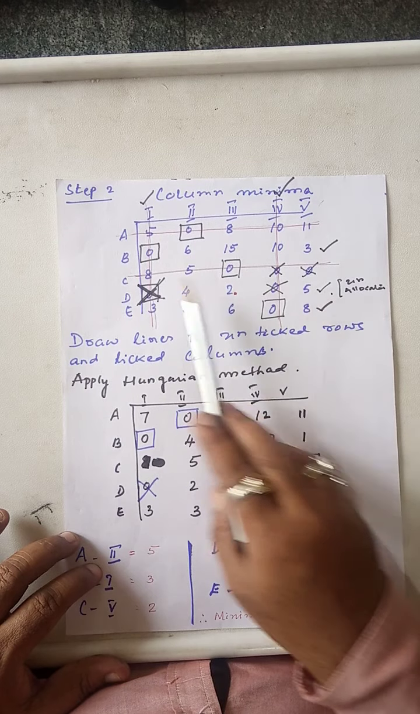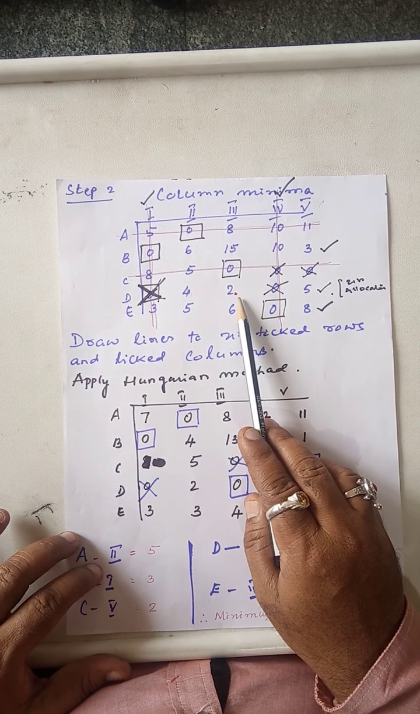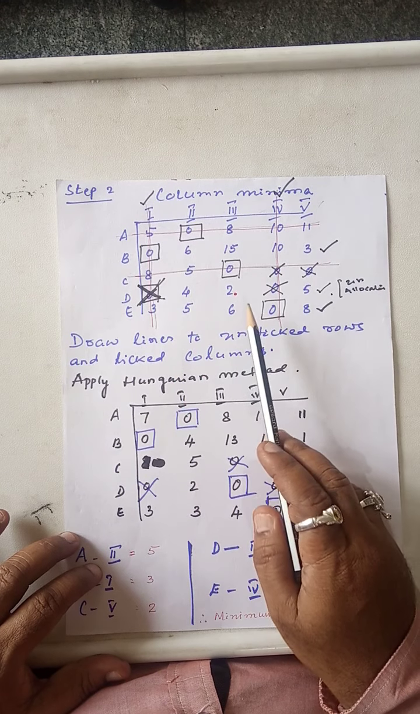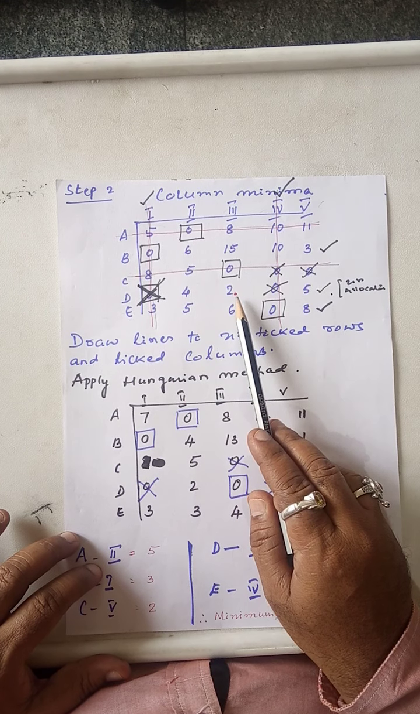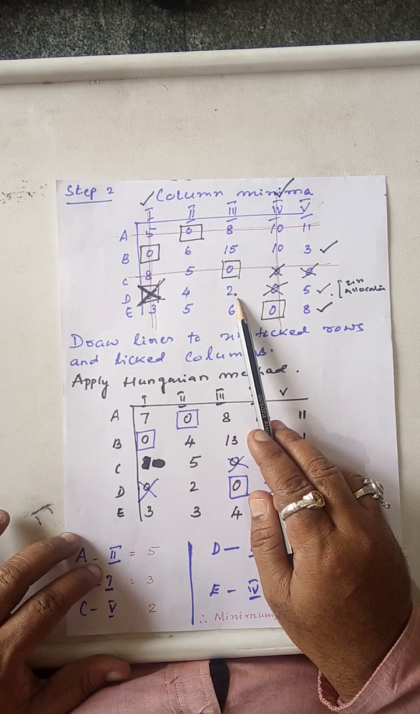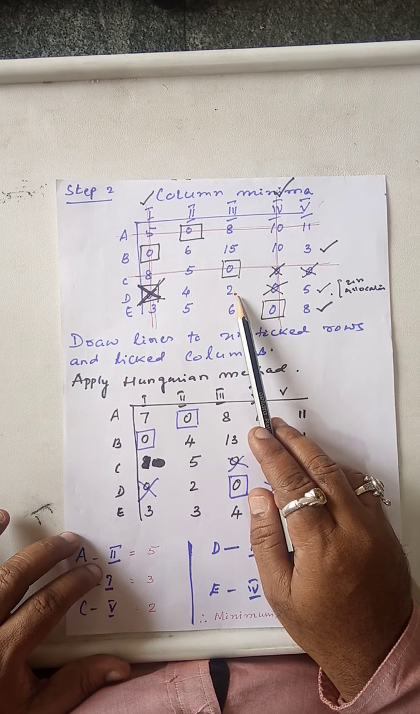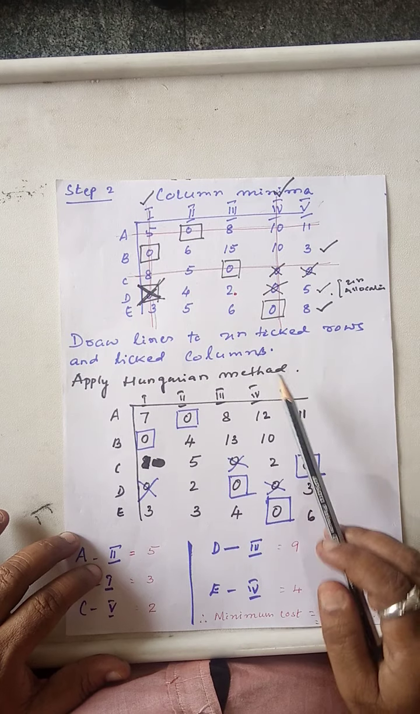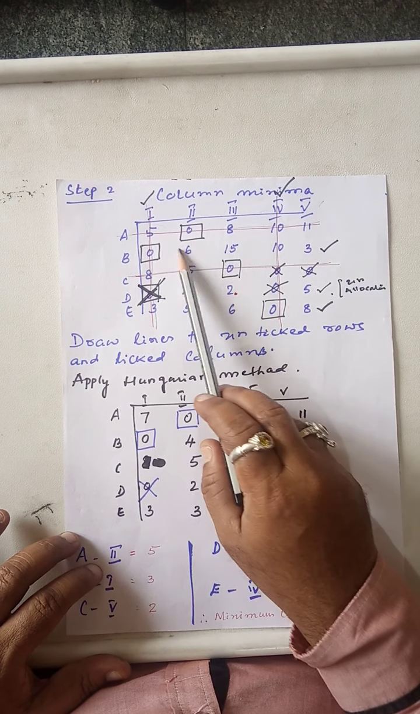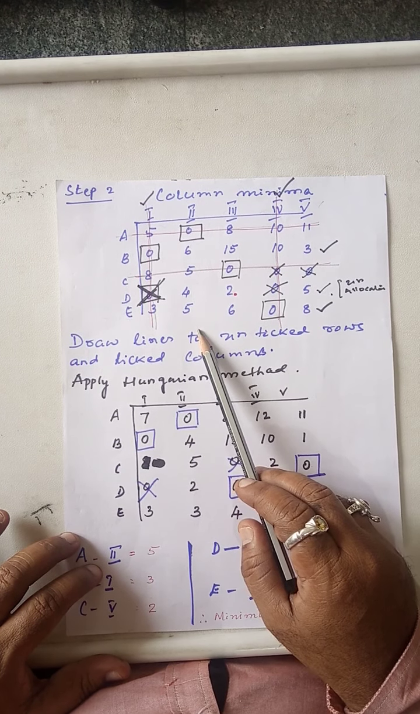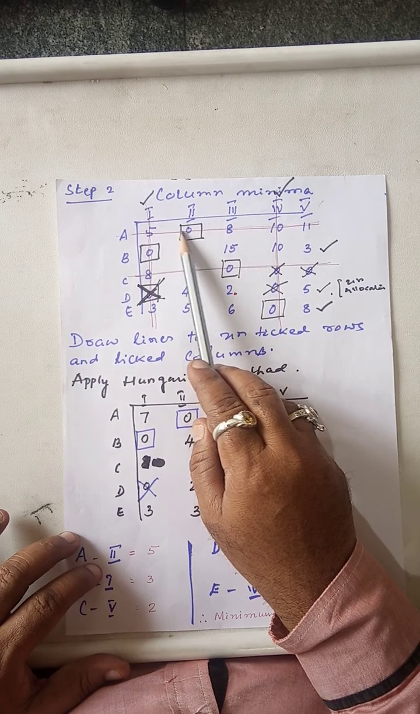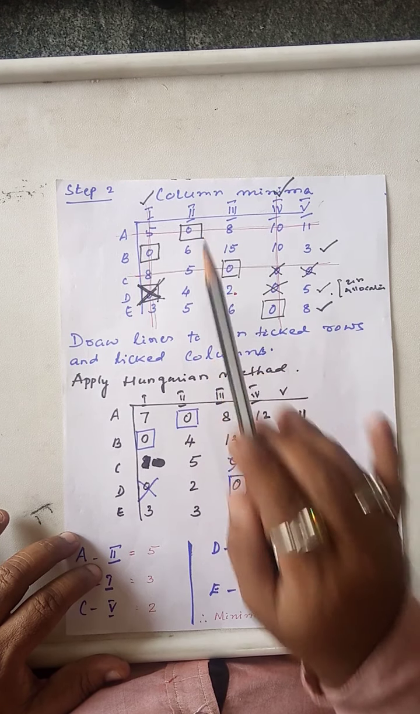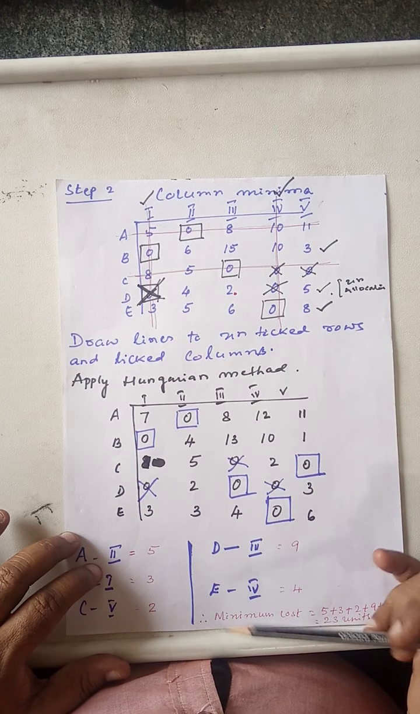Once this is done, identify the numbers that are not covered by these lines and find the minimum of those, and 2 is the minimum. The Hungarian procedure says that this 2 is to be added to the intersection and subtracted from all uncovered elements, and if there is only one line, either column or row, we have to retain that value. That's exactly what I'm doing now.